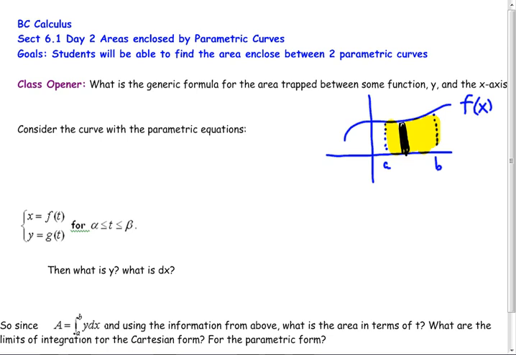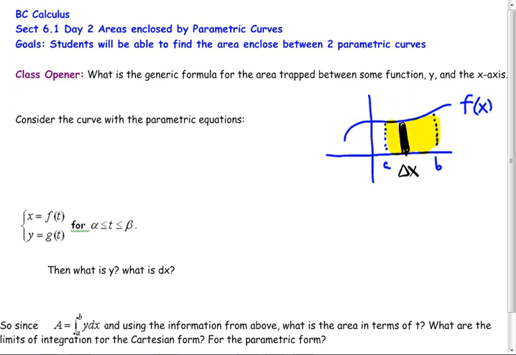What's the base of my rectangle? Okay, guys in the back? This is new. This is a BC topic. That's delta x. No, I want the area just of one rectangle. So that is all together.